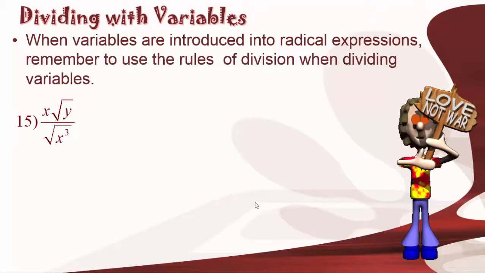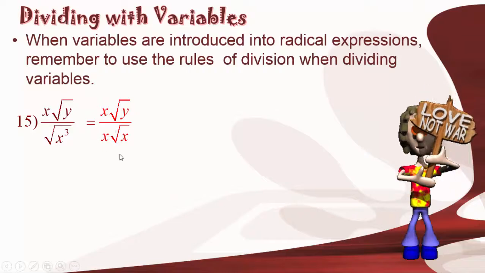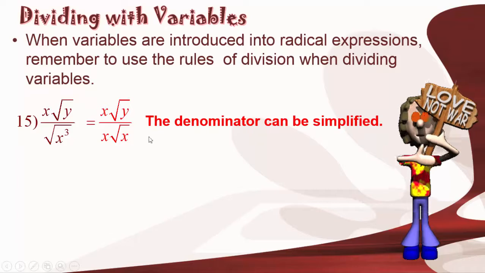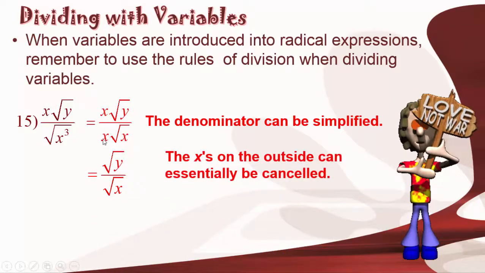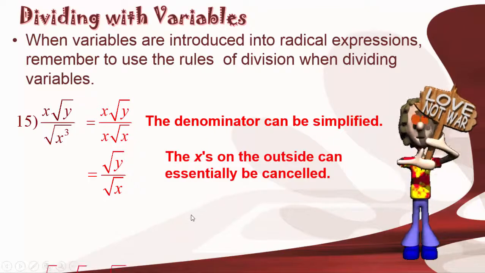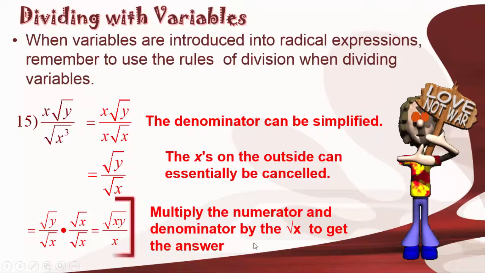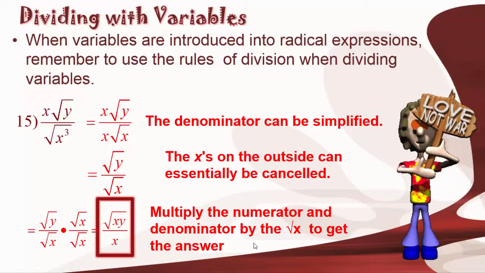Reviewing what we just did in 15, we got x square root of y over x square root of x by taking out the perfect square in the denominator. We saw that the denominator can be simplified by doing that. We canceled out the x's that were outside because they're identical, and then we rationalized the denominator in order to get the square root of xy over x. And that's our final answer.